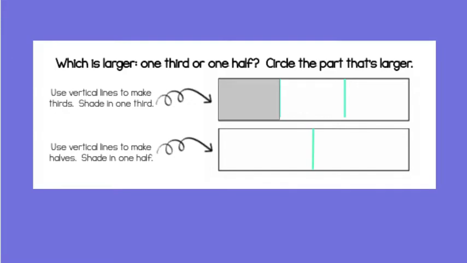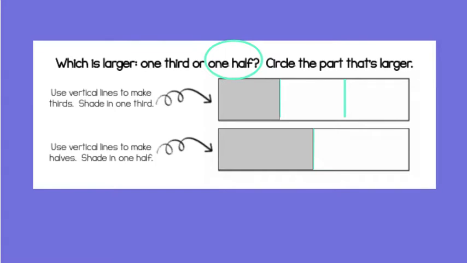All right. I shaded in 1/3 like that and 1/2 like that. Our question was, which one's larger, 1/3 or 1/2? This shaded section is smaller than this shaded section right here. This shaded section, this half, is larger. So I circled 1/2 because that part's larger.